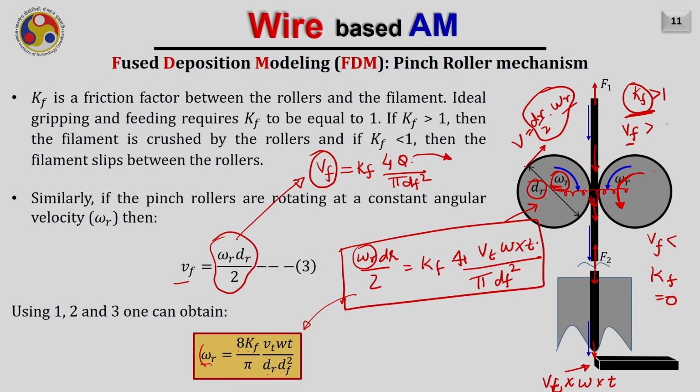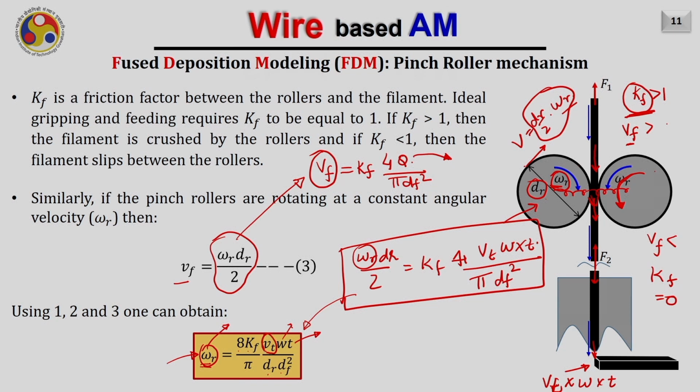So this is the input. Because I am rotating my motor with some finite value of rpm, I can now have the relationship between the angular velocity of the roller, that is omega r, and the other process parameters. We can observe very fundamental things from here. If you want to increase the thickness of the deposited bead, you have to rotate with a higher RPM. If you want to deposit a higher width, again you have to increase the RPM.